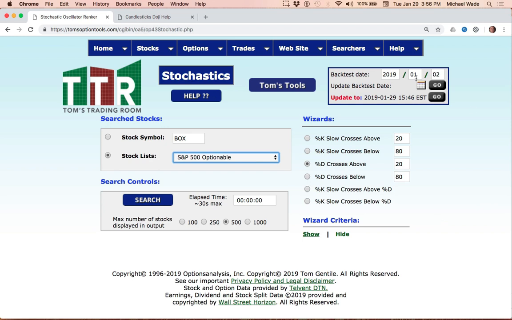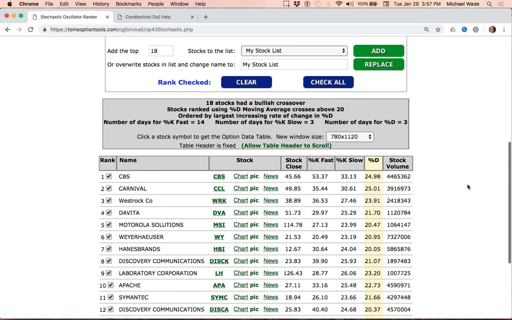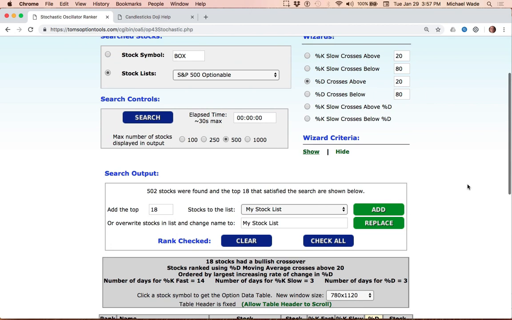But as of January the 2nd of 2019, I want to find out which stocks in the S&P 500 are poised for a bullish reversal from a bearish pattern. So I'll click the search button. It's a very fast scan. It comes back and gives us the 18 stocks that all have a bullish reversal on according to stochastics. So that is one indicator. In and of itself, it's pretty reliable, but what I want to do is fine-tune it and sharpen the edge.